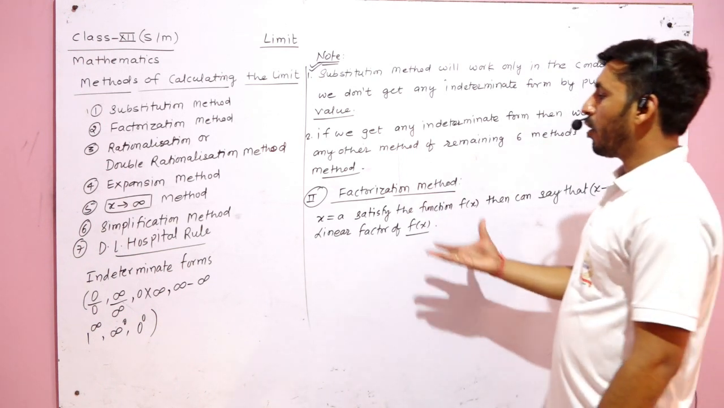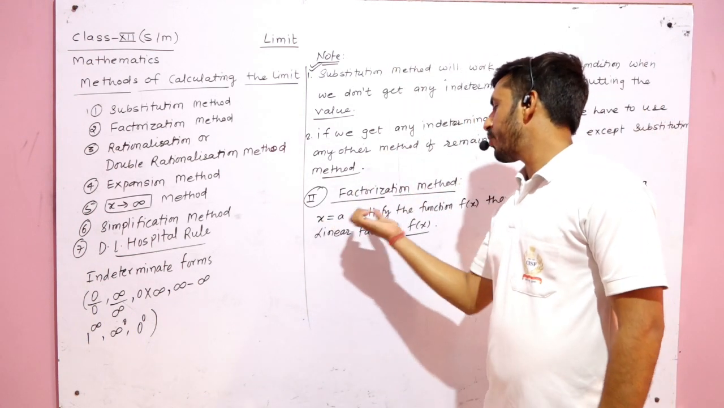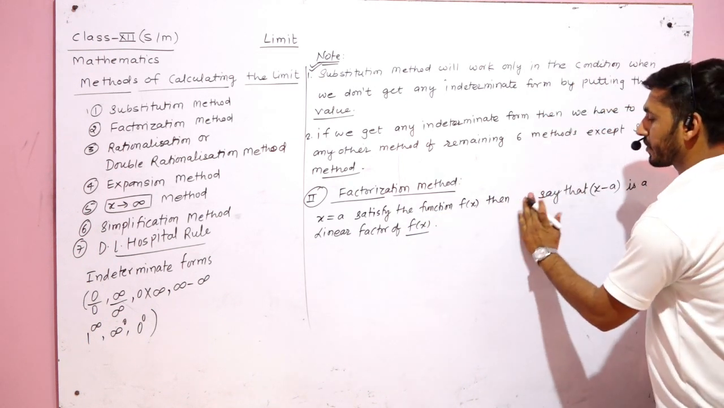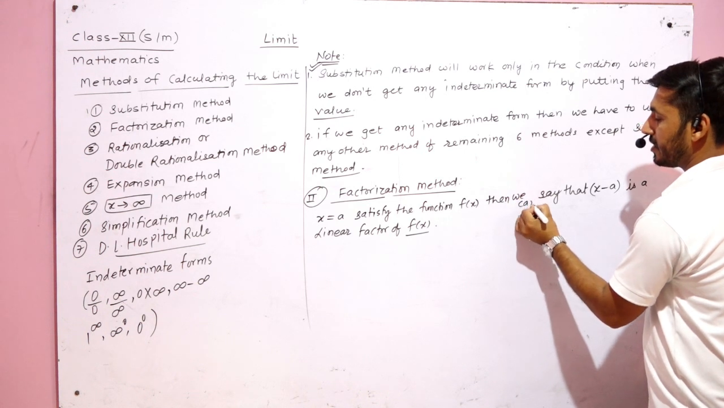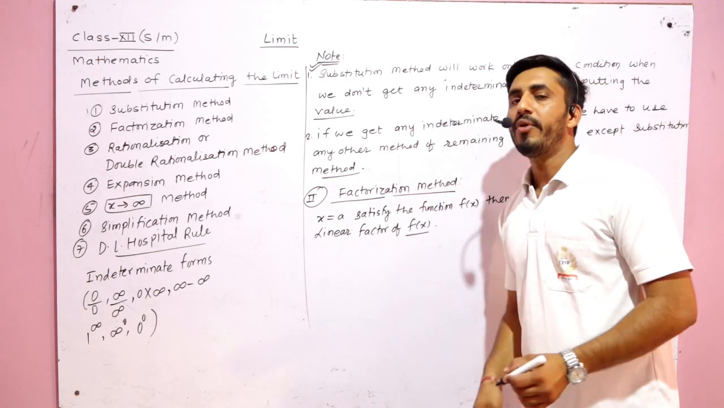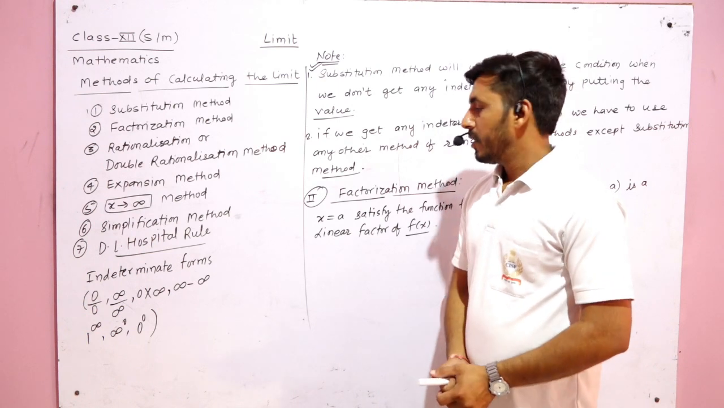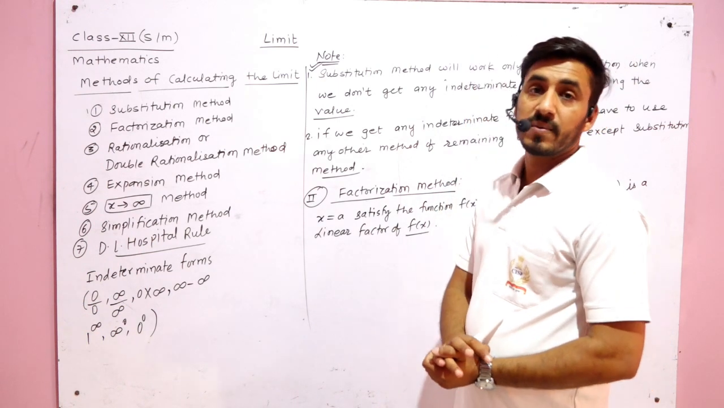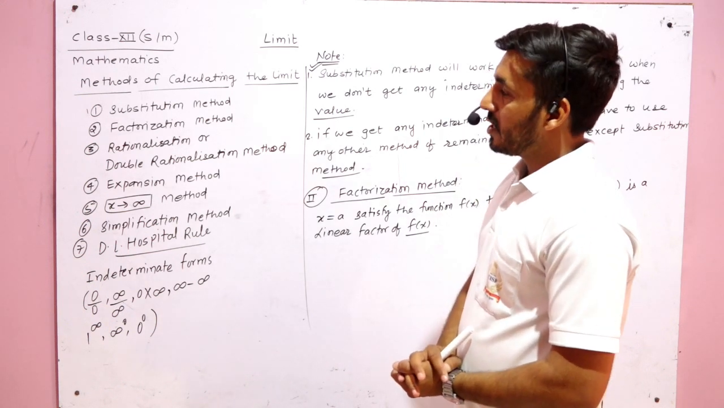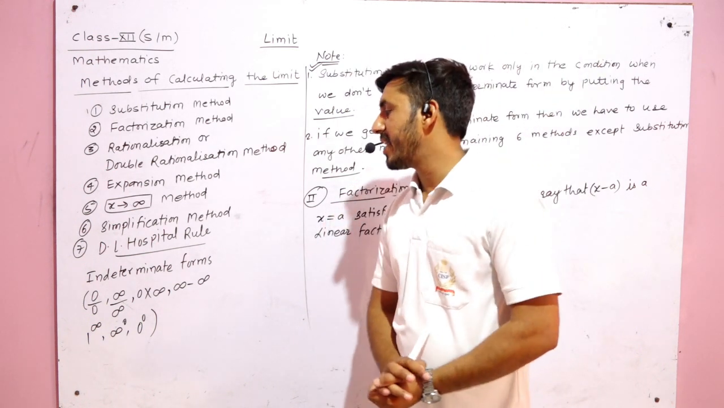This is the meaning of factorization. If x is equal to a satisfies the function f(x), then we can say that x minus a is a linear factor of f(x). This is the actual meaning of factorization. This method will work in the condition when the substitution method is not working, or we are getting an indeterminate form.